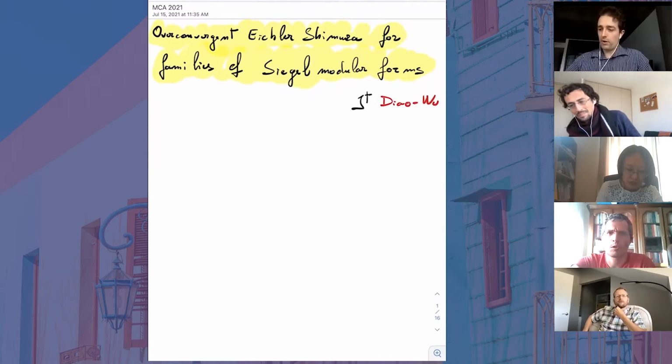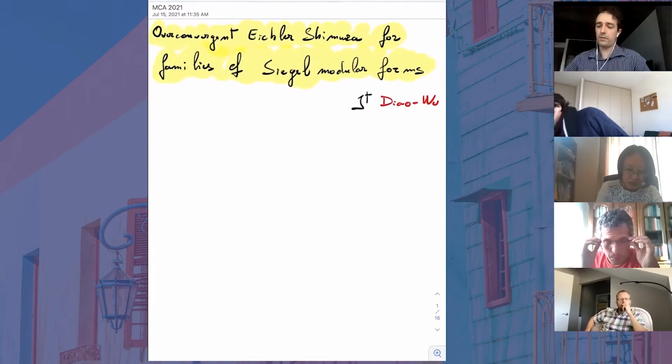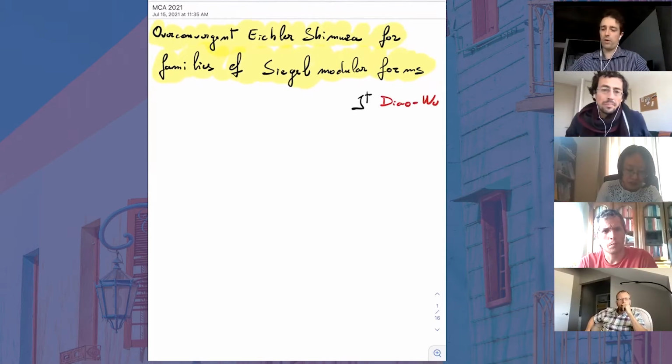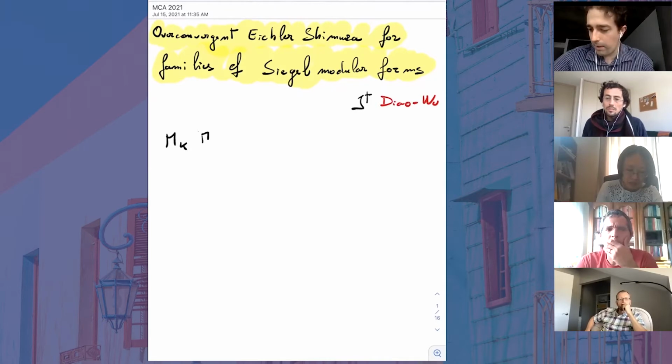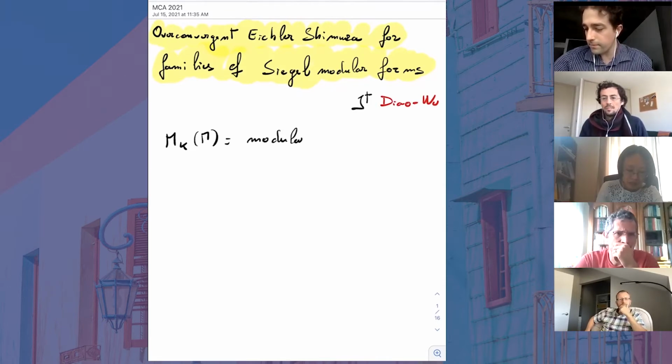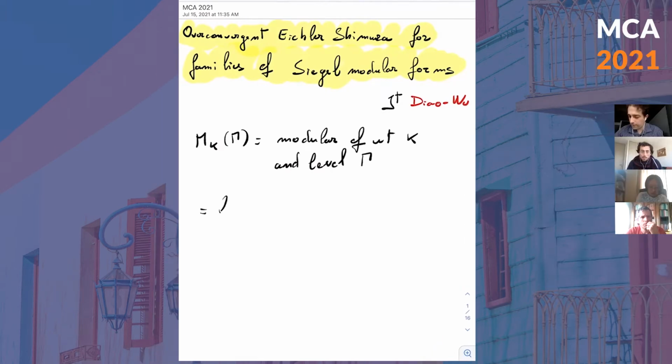So what I'm going to talk about today is Overconvergent Eichler-Shimura for Siegel forms. I think it's better to start with classical forms and see how the situation is for GL2. So let me start with M_k(Γ), the space of modular forms of weight k and level Γ. So what is this space? It's the set of all functions f on the upper half plane into C that are holomorphic.